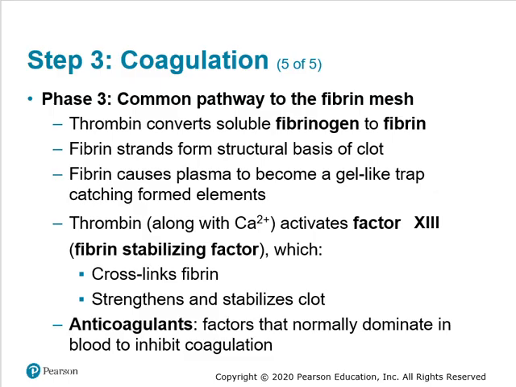We're going to use things like thrombin to be a stabilizing factor, and we'll cross-link all of these fibers, which is what fibrin is, to strengthen and stabilize the clot. And it'll stay there essentially until growth factors are produced. And then finally it'll be broken down later with anticoagulants, or factors that normally would dominate in the blood and would inhibit coagulation. Those will become more abundant after we've healed the break.